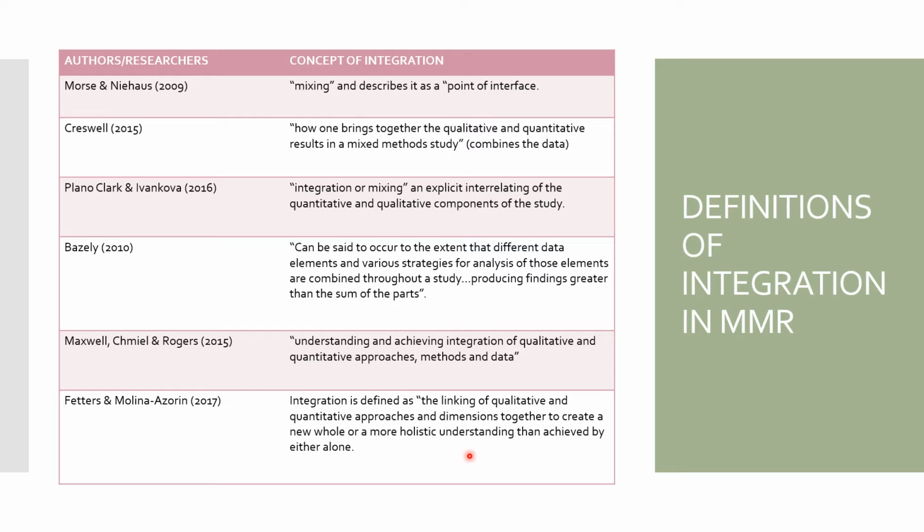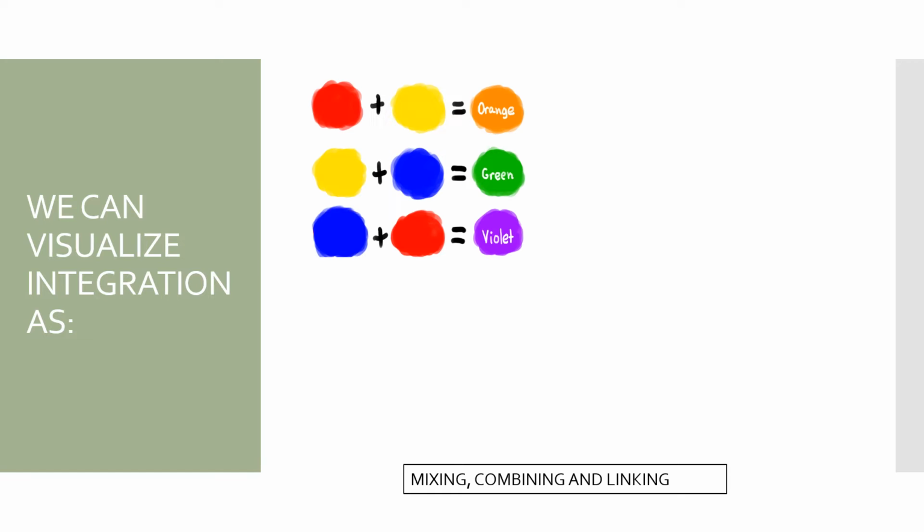So from this, we want to pull out the key terms here. We want to talk about mixing, points of interface, linking, combining, and so on. So visually, we can represent integration when we look at colors. For instance, if we have the color red by itself, it's one whole, and yellow by itself, one whole, we can get something new, a new color like orange. So too, if we mix yellow and blue, we're going to get green.